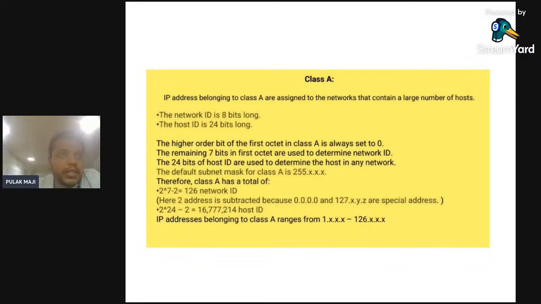How can we find out the range of this IP address? For one class, if I show you, the remaining B, C you can easily understand.